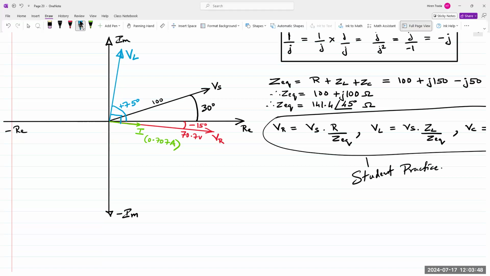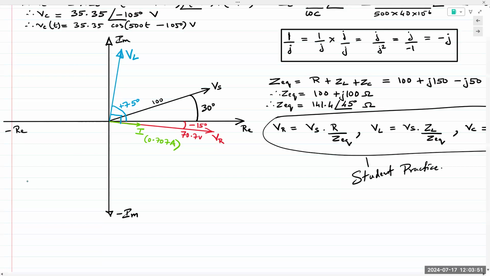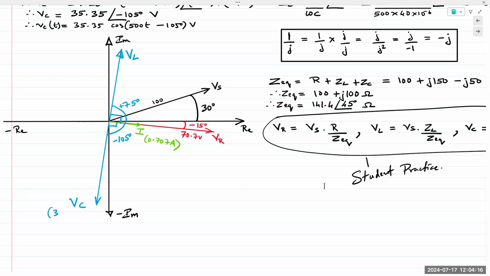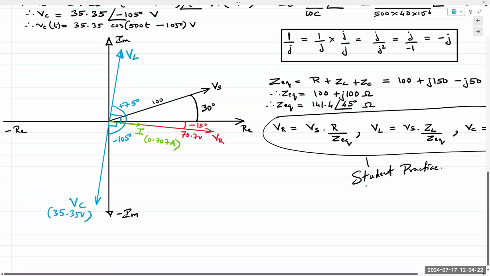And the capacitor would be right here, because the capacitor is minus 105. With respect to the current, it's minus 90. So this is VC, and VC has a length of 35.35 volts. And VL has a length of 106.08 volts.